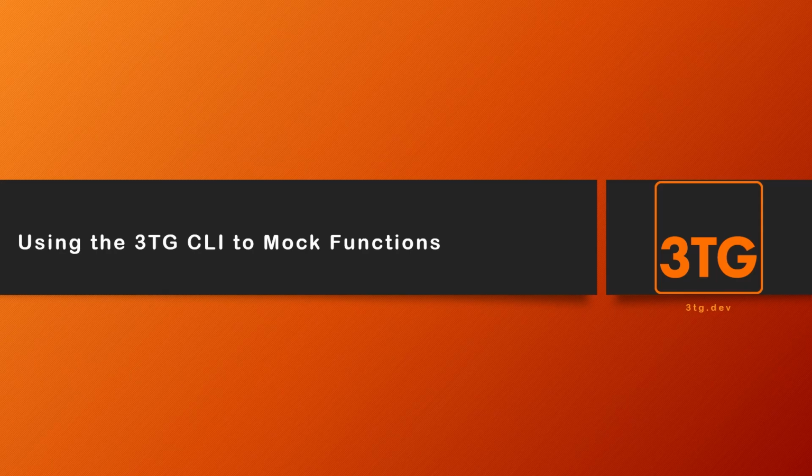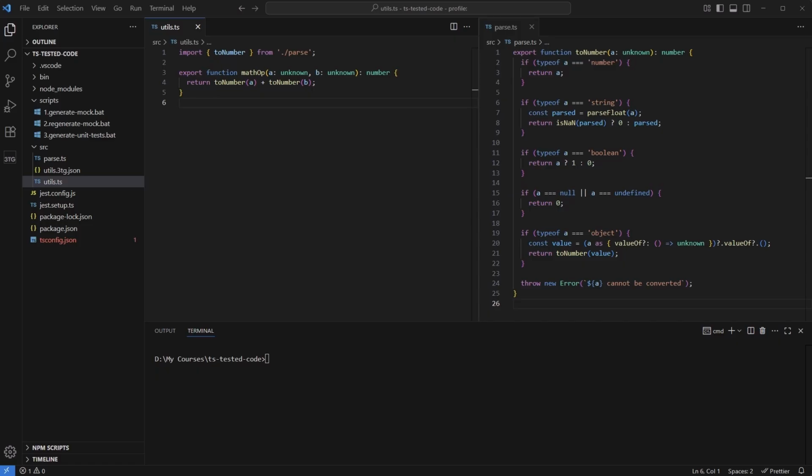Using the 3TG CLI to mock functions, we have a function called mathOp which receives two unknown arguments and needs to sum them up. If either of the arguments cannot be converted to a number, an error will be thrown. The conversion of an argument is performed by another function named toNumber.